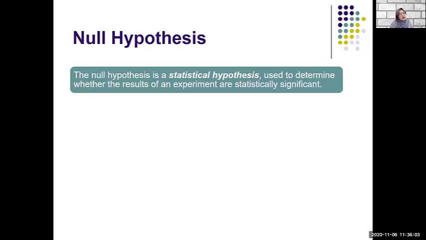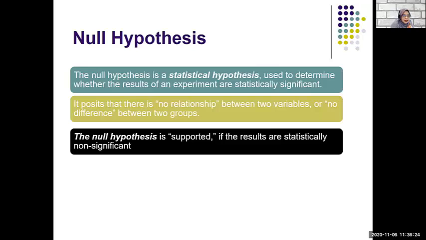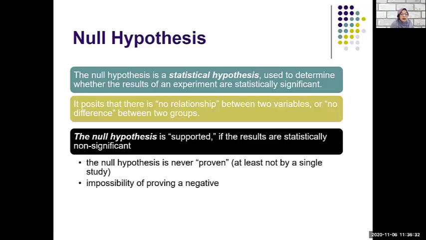So what is null hypothesis? The null hypothesis is a statistical hypothesis used to determine whether the results of an experiment are statistically significant. It posits there is no relationship between two variables or no difference between two groups. So the null hypothesis is supported if the results are statistically non-significant. So the null hypothesis is never proven. That means nobody tried to do the experiment to prove that the null hypothesis is supported. Impossibility of proving a negative.